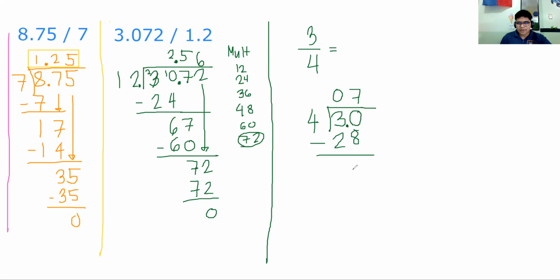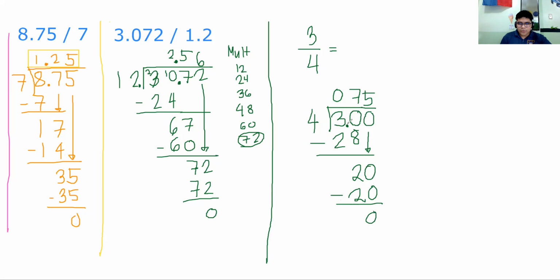Okay, subtract that, you're going to have 2. Oh wait, it's still not enough. So let's put there a 0, another 0. Bring it down, we'll have 20. Okay, so 20 divided by 4 is good. It's nice, it's 5. So put there 20, subtract that, and that's 0.